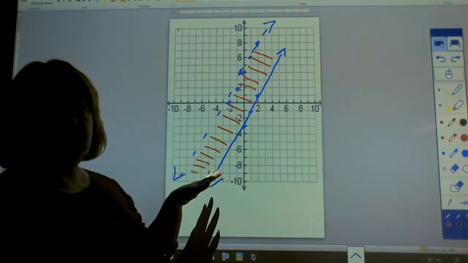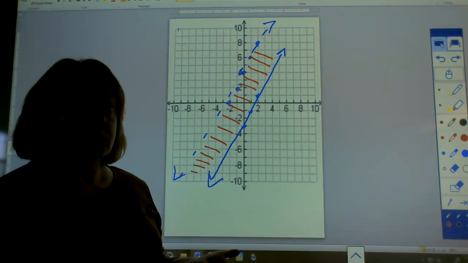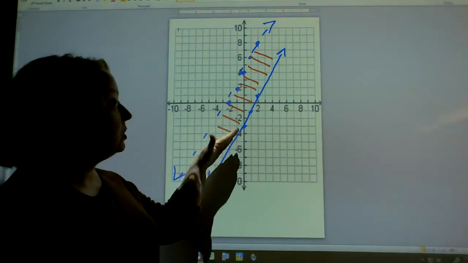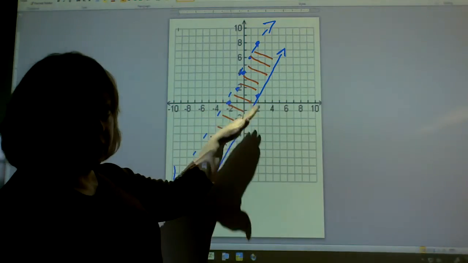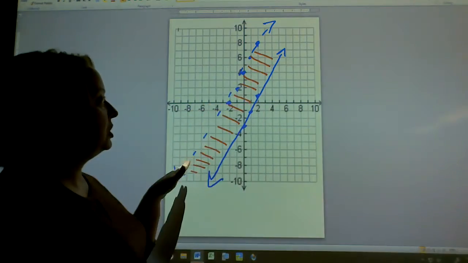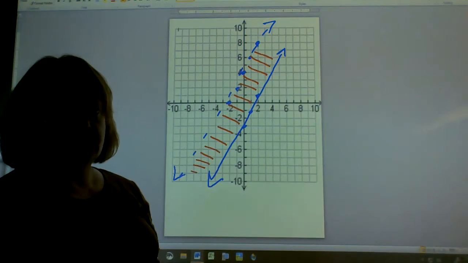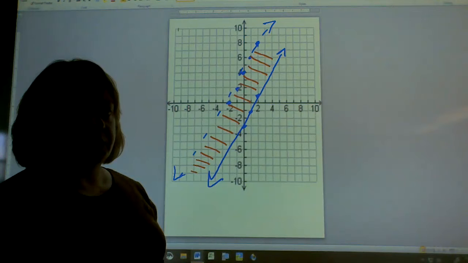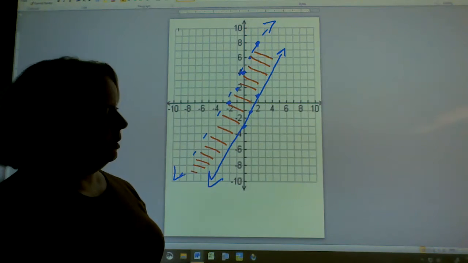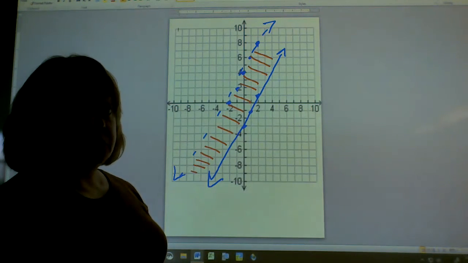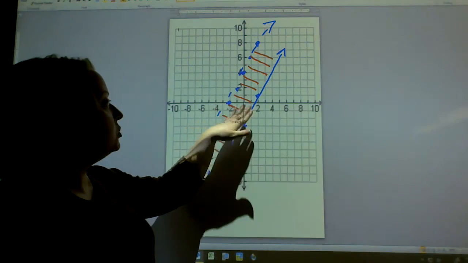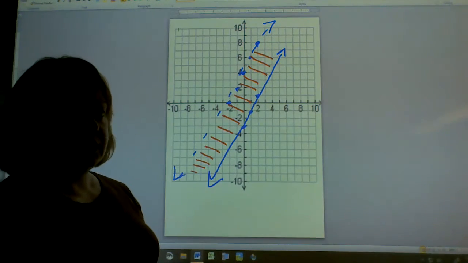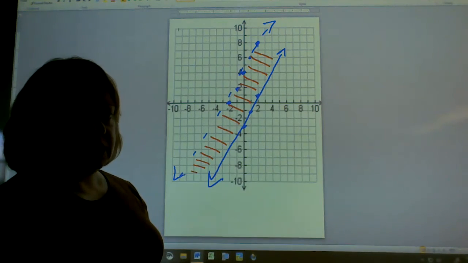So this is an example of where you would have a system. You know the lines are parallel, so you automatically assume, oh, it's going to be no solution. But with a system of inequalities, you can actually sometimes have a solution that's between the two lines. It just depends on what you're given and what the graph looks like. So be sure you're looking at that and don't automatically assume that because you have parallel lines, you don't have a solution. So just make sure you're looking at the area where it is shaded.